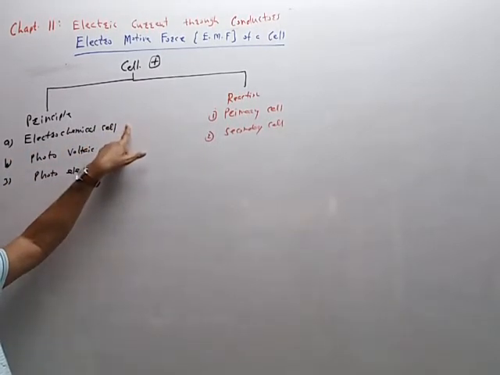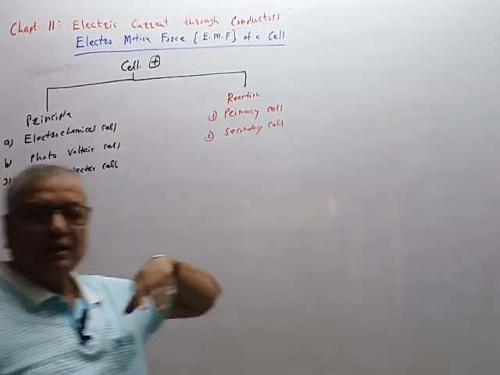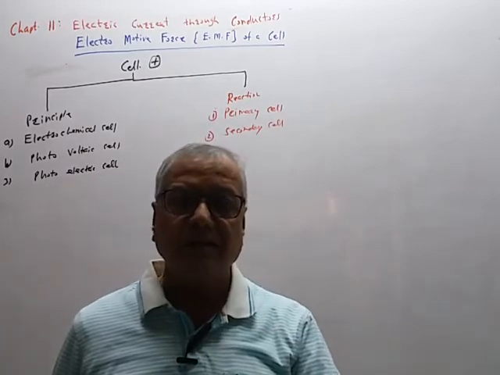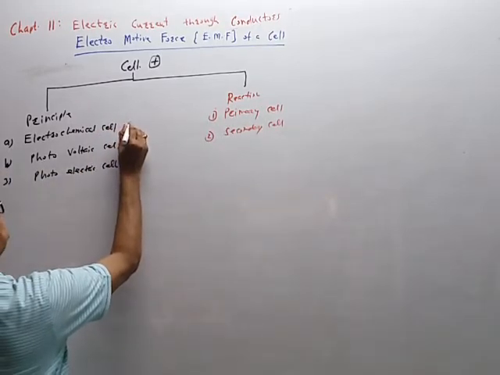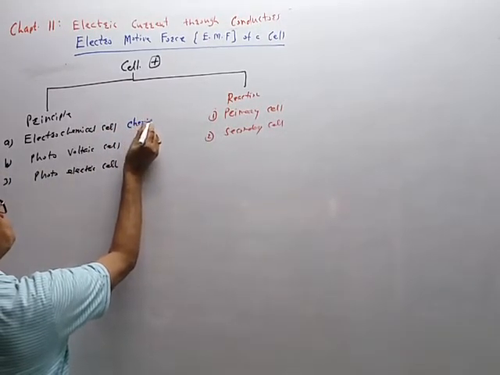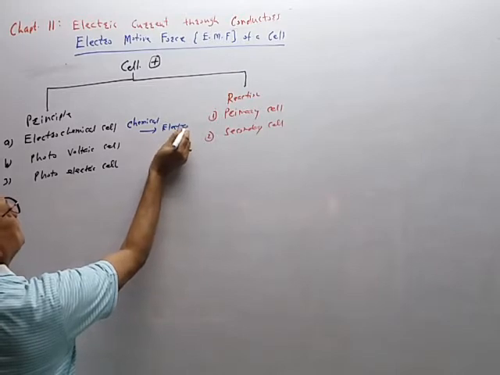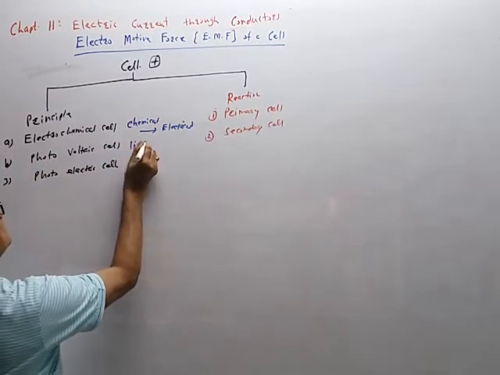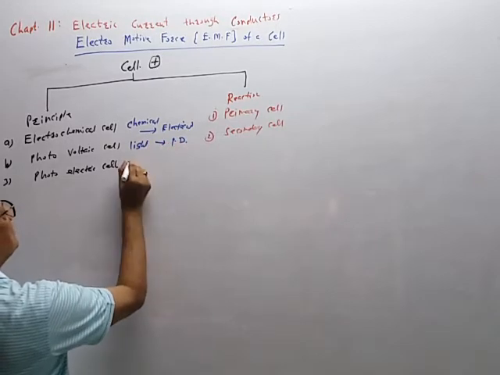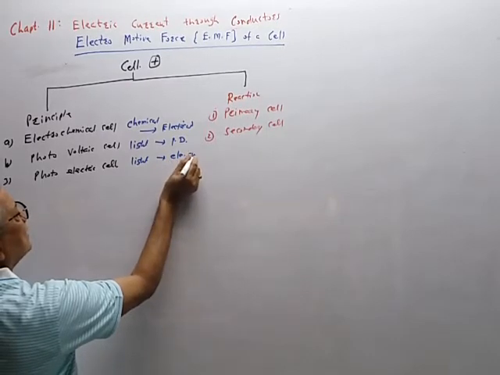So in this electrochemical cell, chemical reactions are taking place inside the cell, and that chemical reaction produces energy, and that energy is used to circulate the electron. So in this case, chemical energy is converted into electrical energy. In the other case, light energy is used. Light energy produces the potential difference. In this case, the incident light energy is converted to supply the electric current, like this.